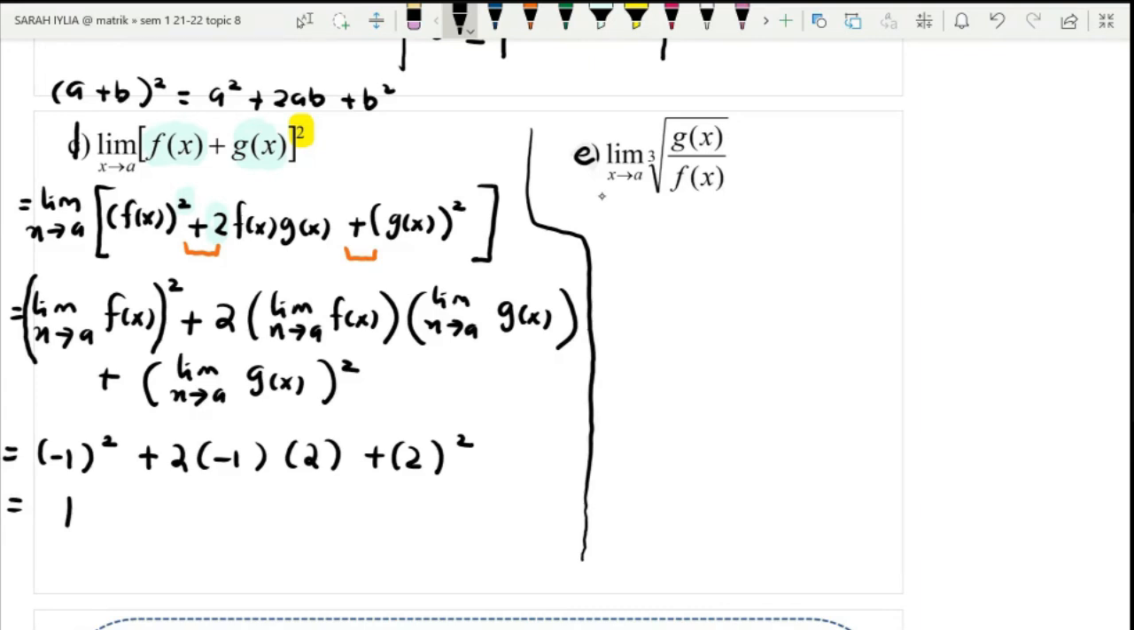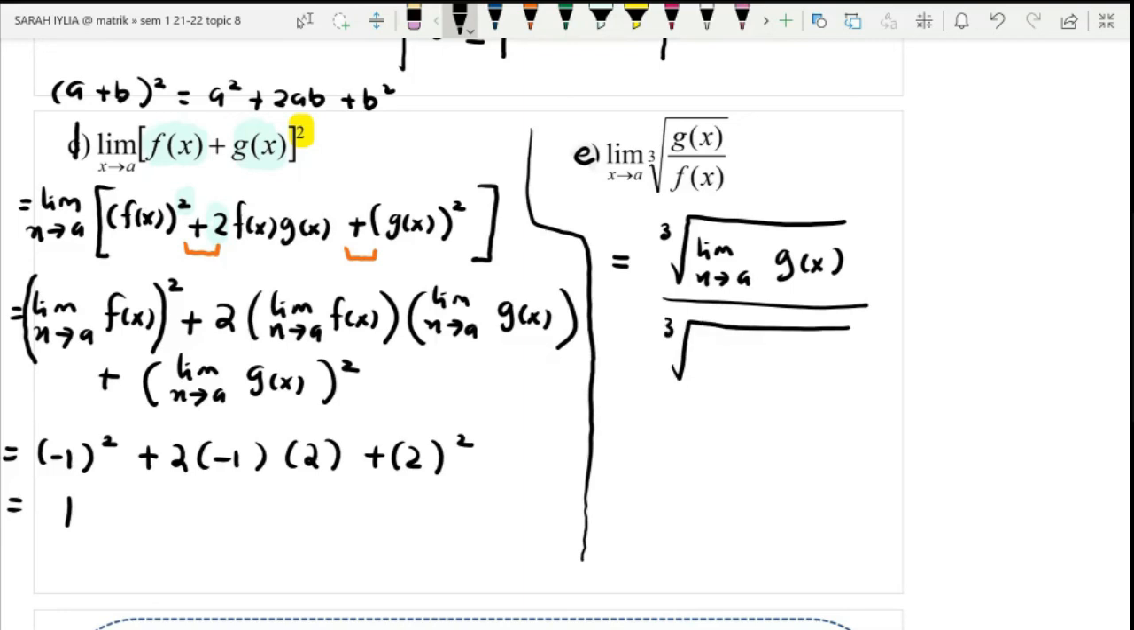Okay, moving on. Last one, for example 1, we have the limit as x approaches a of the cube root of gx divided by fx. Okay, same as before, if it's a division, we can separate it, limit on top divided by limit at the bottom. And then we have a raising power here, so we can take the power outside of the limit function directly. So this would be equal to the cube root of the limit as x approaches a of gx divided by the cube root of the limit of x approaches a of fx.